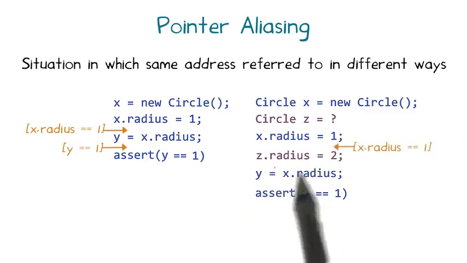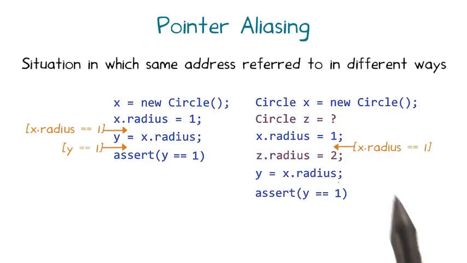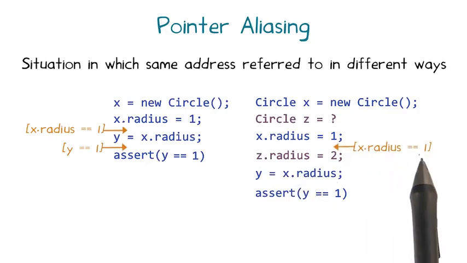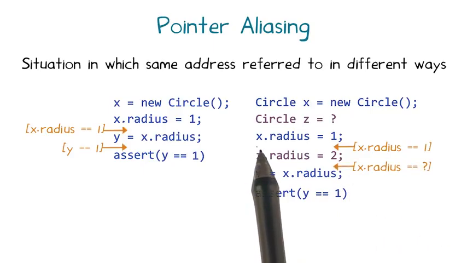But after this assignment, our analysis is stuck. We do not know whether the value of expression x.radius remains 1 or becomes 2. The answer depends on whether or not z is an alias of x. Let's consider the two cases, one in which z denotes a different circle than x, and the other in which z denotes the same circle as x.